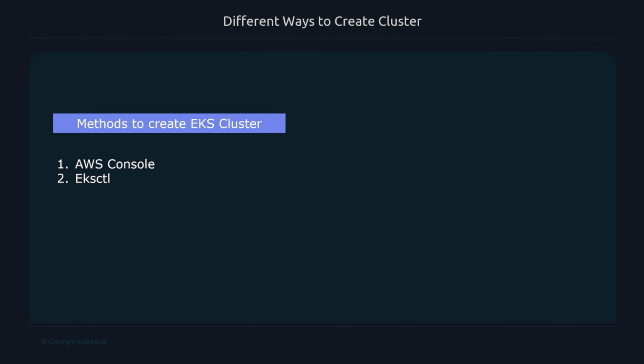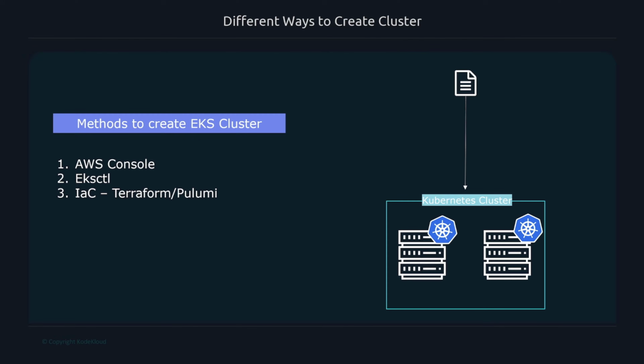Now, the final method to creating an EKS cluster is by using infrastructure as code tools. So things like Terraform and Pulumi, and that way you can define your infrastructure configuration in code, and then you can just deploy that by using Terraform or Pulumi. So those are the three main methods. In this video, we're going to focus on using eksctl. I think that's one of the simplest solutions to getting an EKS cluster running in AWS.